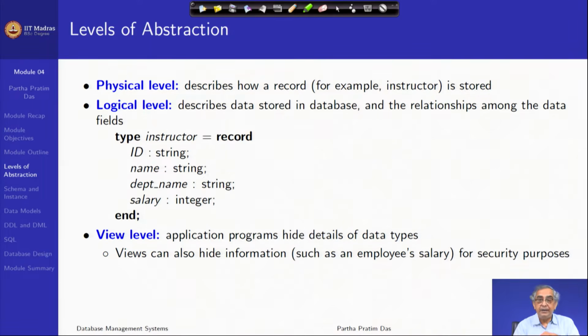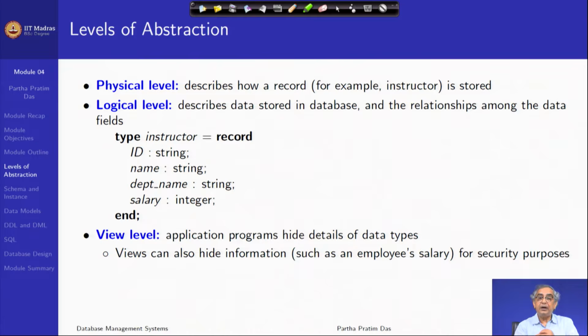Interestingly, there is a third layer which is what we get to see. The logical level is primarily for the programmers or the database engineers. The view level is for the application programmers, and through that several details of the data can be used, shown or hidden.